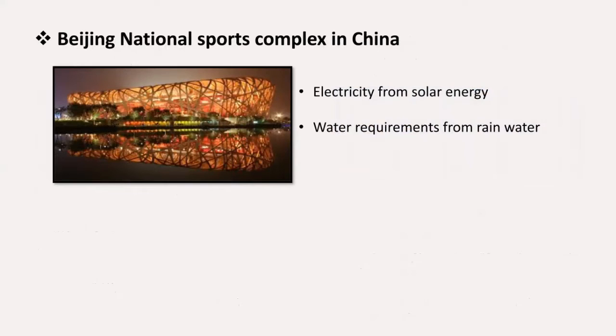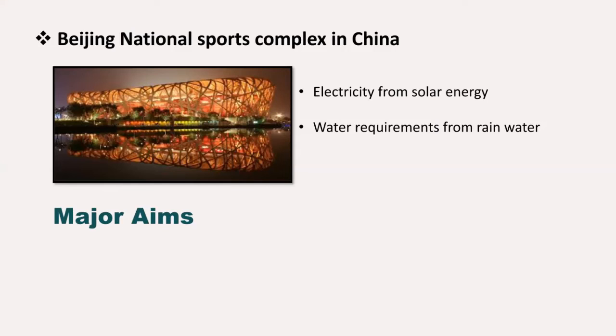Beijing National Sports Complex in China. This complex has employed methods to obtain electricity from solar energy and water requirements from rainwater. Ventilation is effected naturally. Therefore, the maintenance of the sports complex is carried out at low cost. By looking at these places where the green concept is adopted, you would have by now identified the main aims of the green concept.